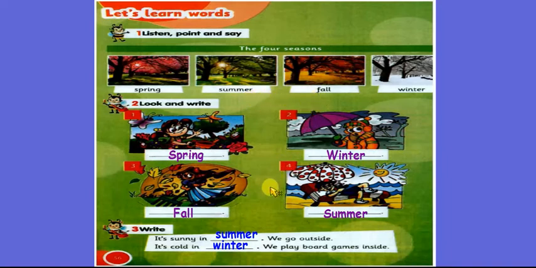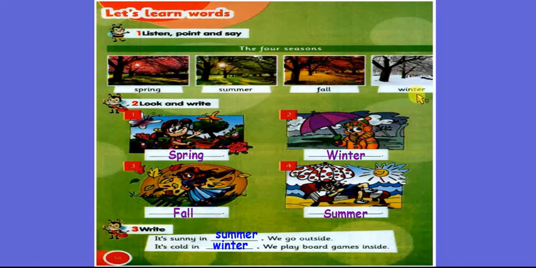This is when the leaves are falling down. That's why we call it fall, because the leaves of the trees are falling down due to the wind. The weather is windy, so the leaves of the trees are falling down. Can you see this girl and the leaves all around her? Yes, this is called the fall.